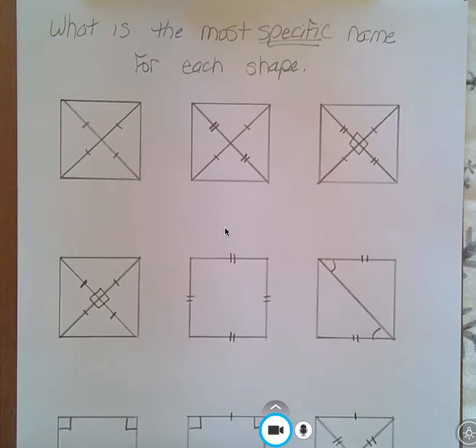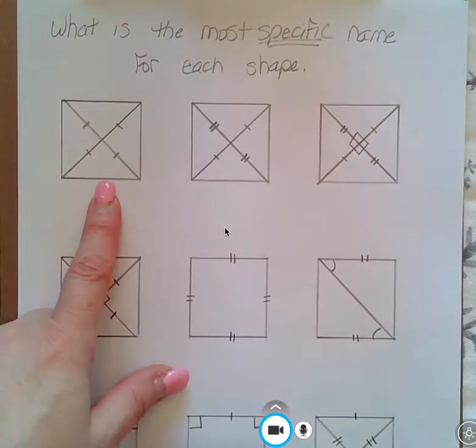So now what we're going to do is look at a bunch of shapes, quadrilaterals, that all have markings, and we are going to see if we can determine the most specific name for each shape. And the answers are going to be parallelogram, rectangle, rhombus, or square. They're all parallelograms at the very least. Some of them have more markings or specific markings that will tell us that it's one of the other ones. Let's see if we can figure out when that happens.